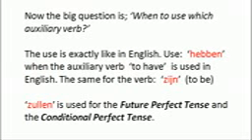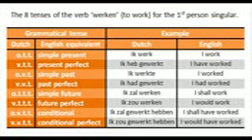Zullen, and now we go to the next auxiliary verb, of course. Zullen is used for the future perfect tense and the conditional perfect tense. Look at the verb werken and sterven. Both mean respectively to work and to die. The first verb demands the auxiliary verb hebben with it, and the second verb is a verb which demands the auxiliary verb zijn with it.